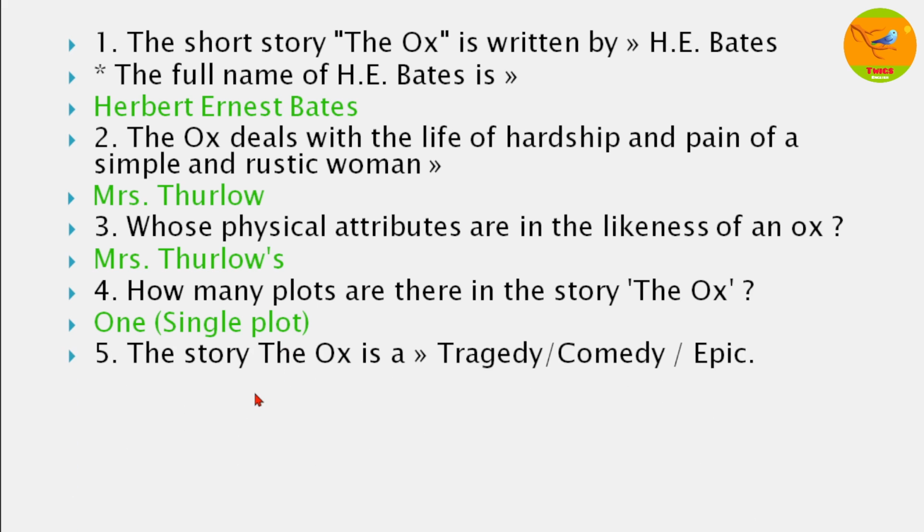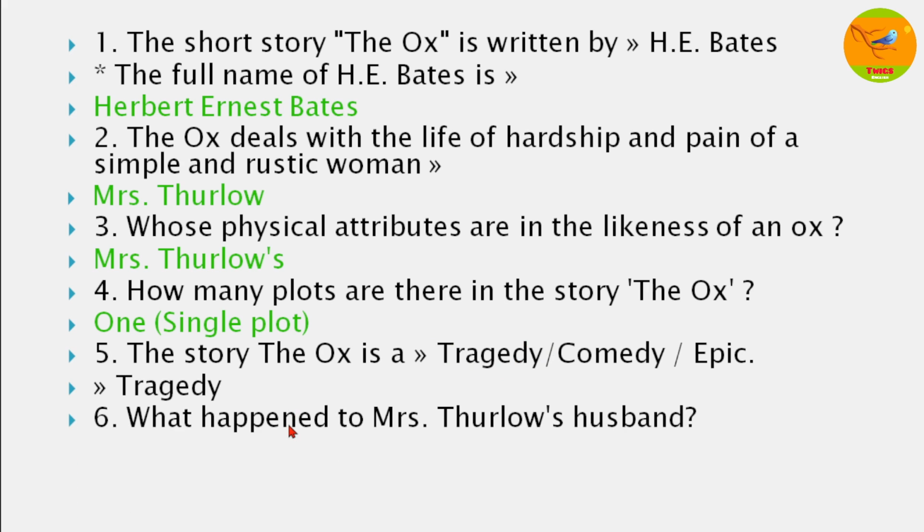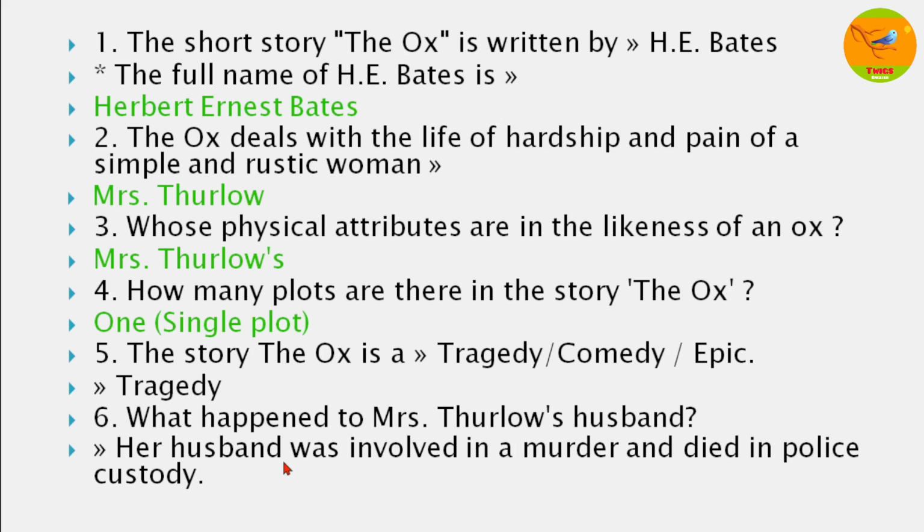Next, the story of The Ox is a tragedy, comedy, or epic. Here the right answer is the first option, tragedy. This one is a tragedy. Next, what happened to Mrs. Thurlow's husband? Her husband was involved in a murder. He was convicted of murder, and he was sent to police custody, and there he died.